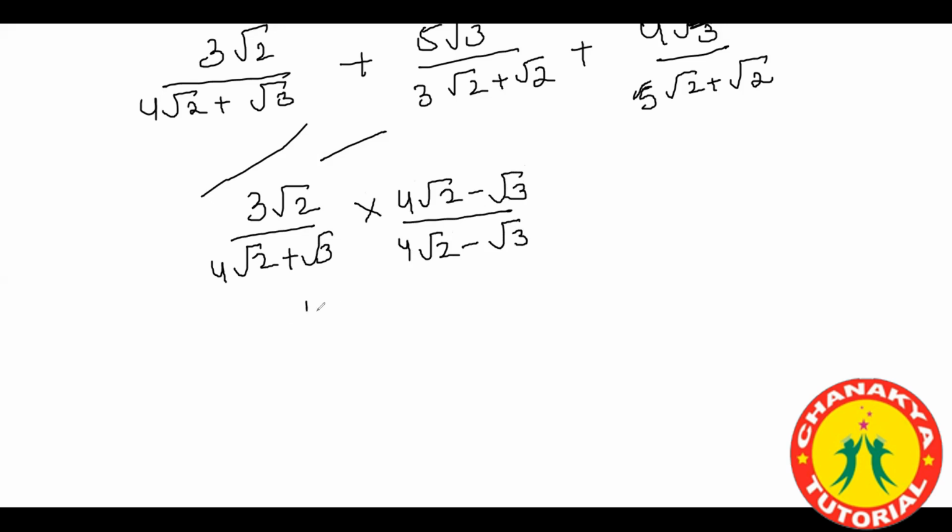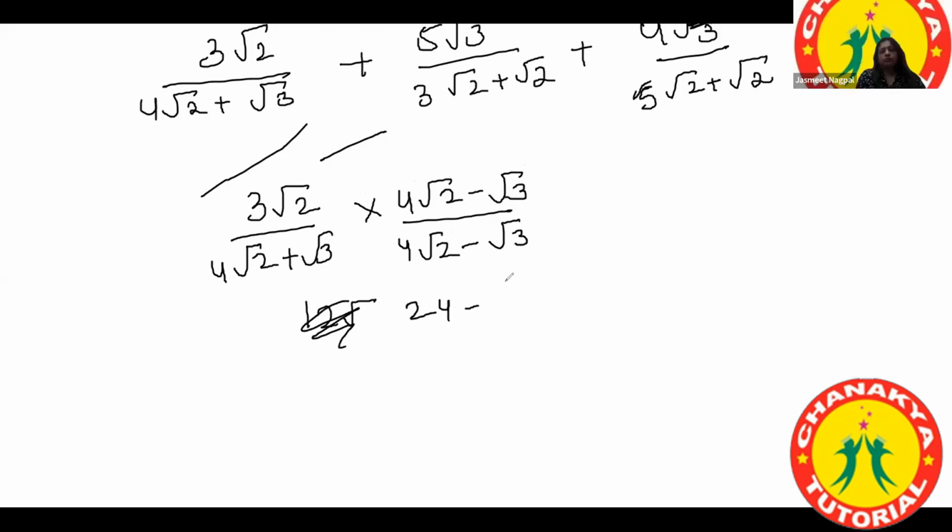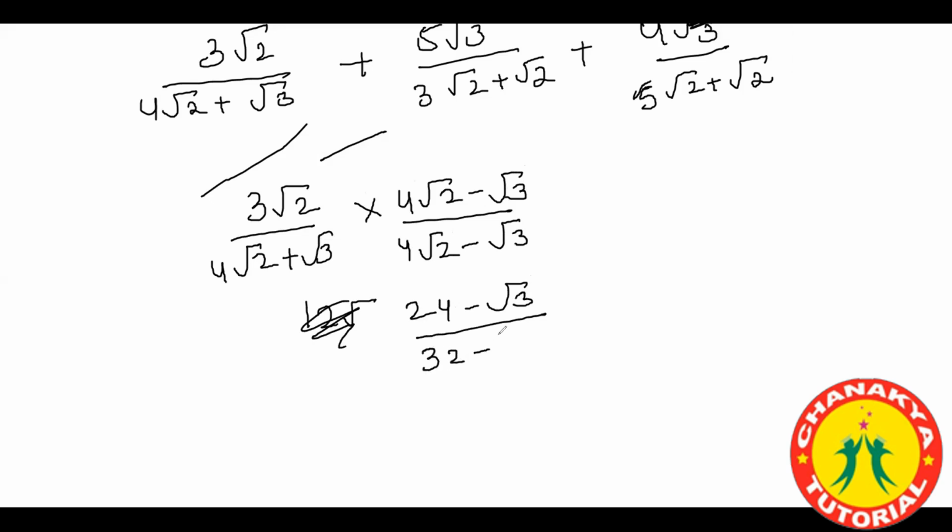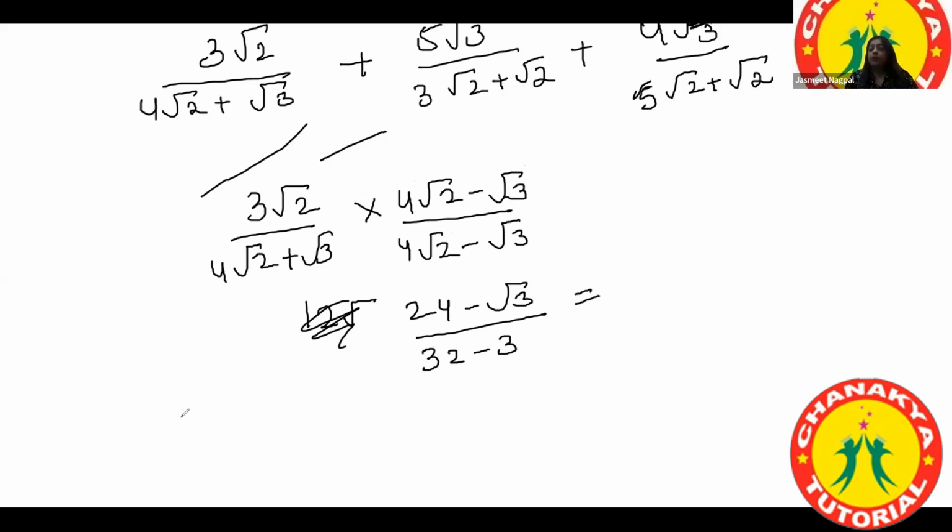Ma'am, will the numerator become...? Yes, ma'am. Ma'am, this will become 24 because we take root 2 whole square, right? Yeah, 24 comes now. 4 times 3 is 12, 12 times 2 is 24. Okay, ma'am.